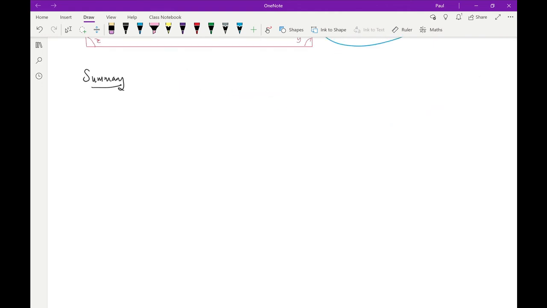That's the final fact. In summary, you need to be familiar with the names of these particular quadrilaterals. So you need to be familiar with a rectangle, and you need to know what its properties are. You need to know about a parallelogram. What's special about a parallelogram? It's got two pairs of parallel sides. You need to know about the trapezium. And you need to know about the kite.